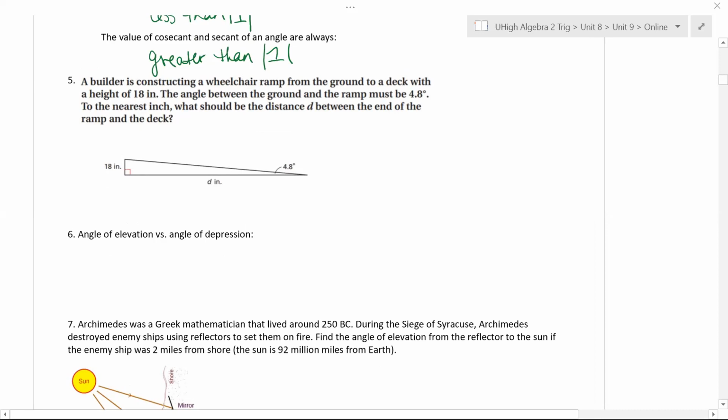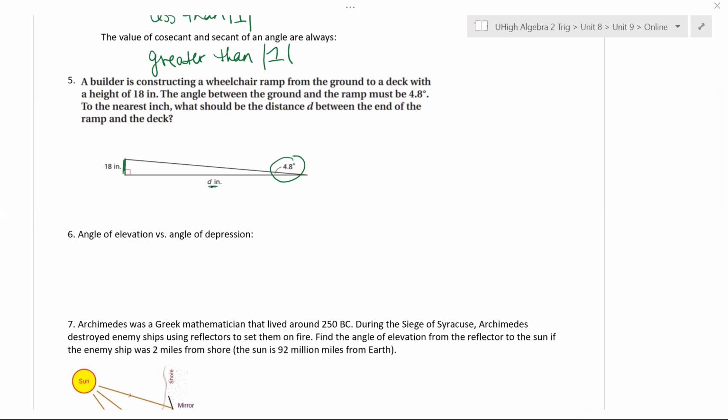Okay, so since we're given one angle measure and one side length, we should be able to use one of our trig functions to find the leftover side. So if I'm looking here, I want to figure out which trig function I should use.